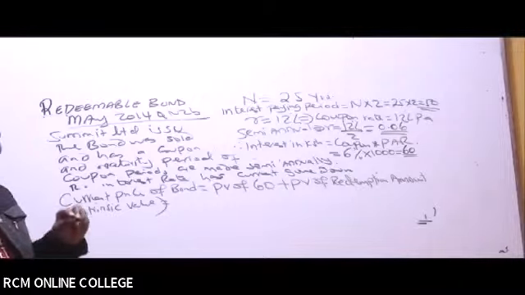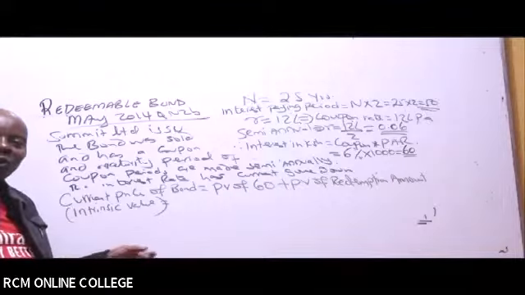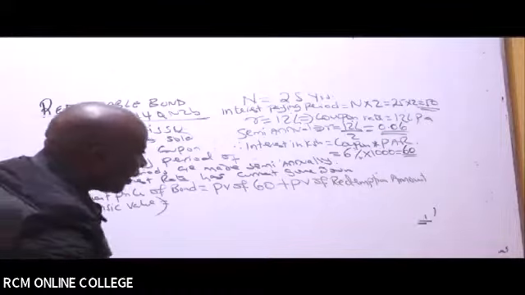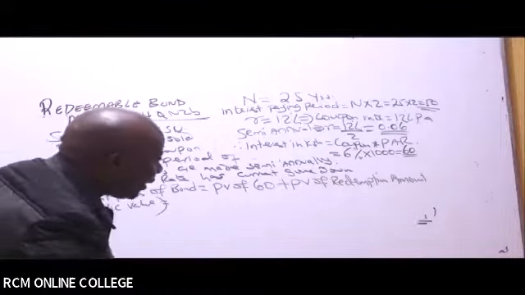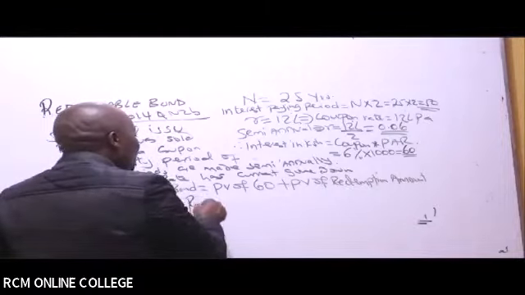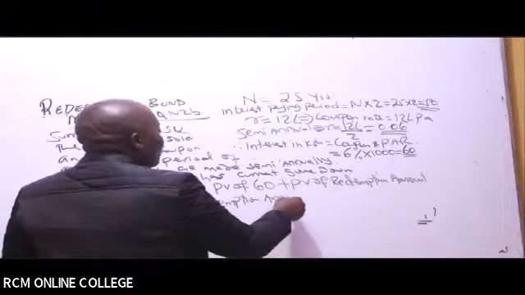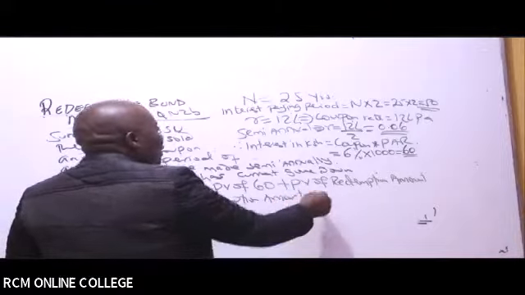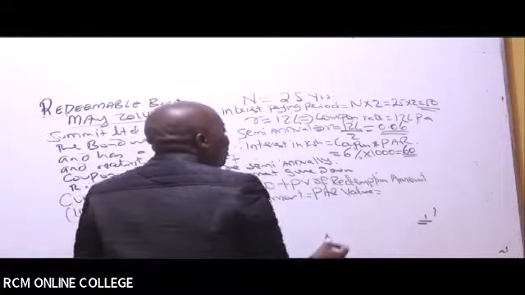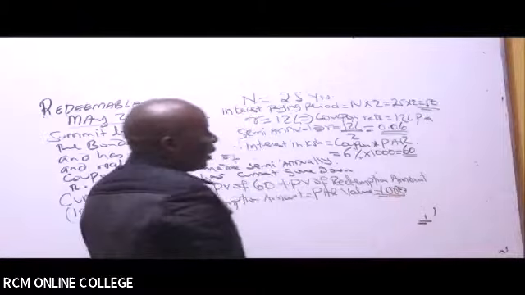The redemption value in this question is par value, because they haven't told us that they are going to redeem the bond at a different amount. So in this case, you're right, the redemption amount equals par value, which will be 1,000 bob.